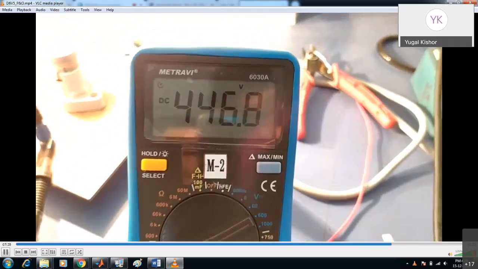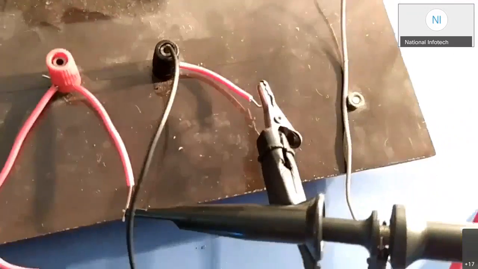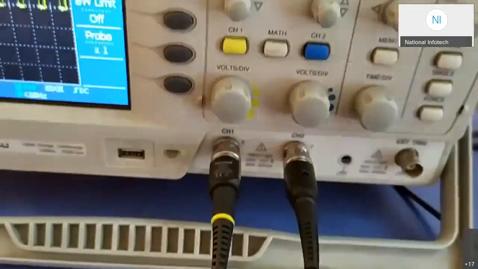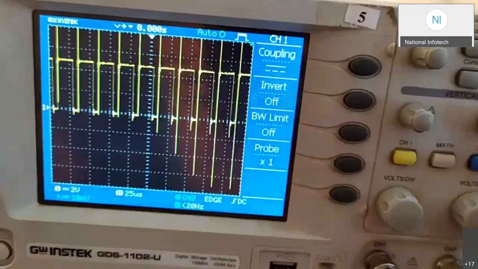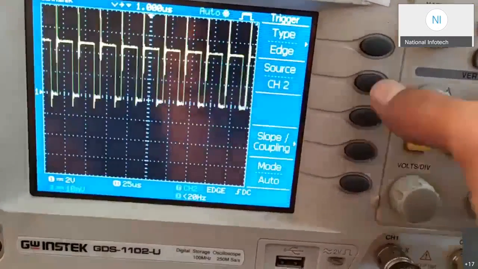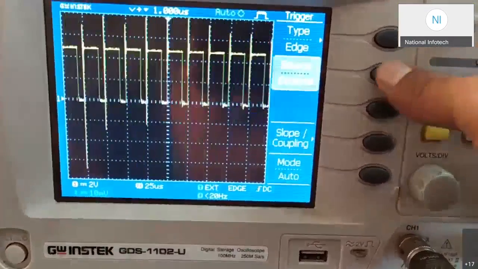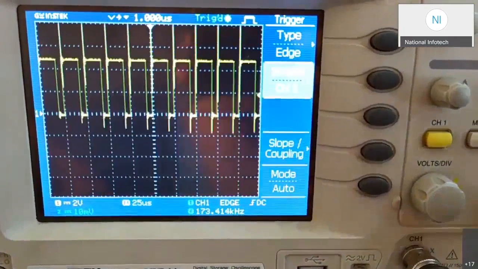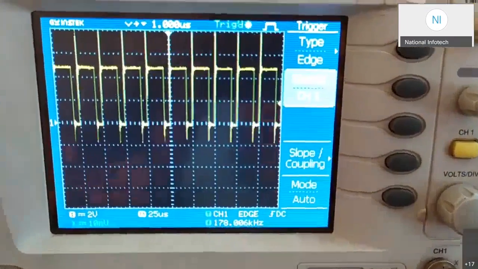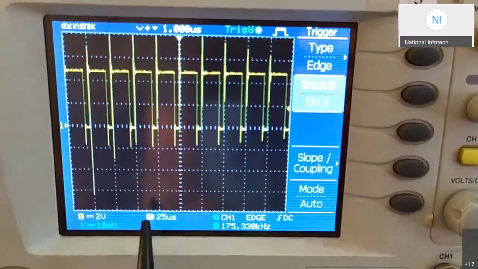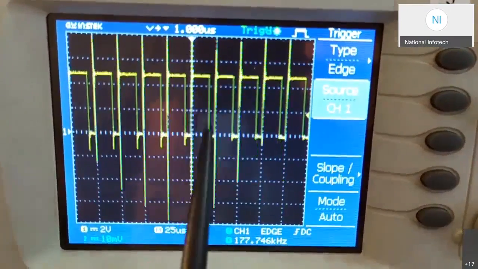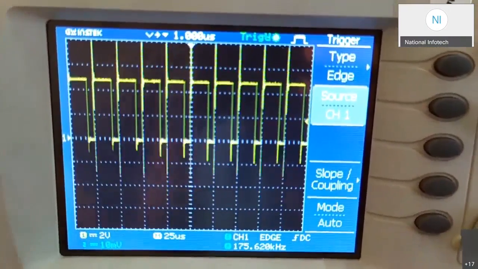So now we'll verify the gate pulse of the boost converter. You can see we have connected this DSO probe here, and this is the 40 kilohertz pulse. 40 kilohertz means 25 microseconds. You can see the time per division is 25 microseconds, and one pulse is getting completed in 25 microseconds.